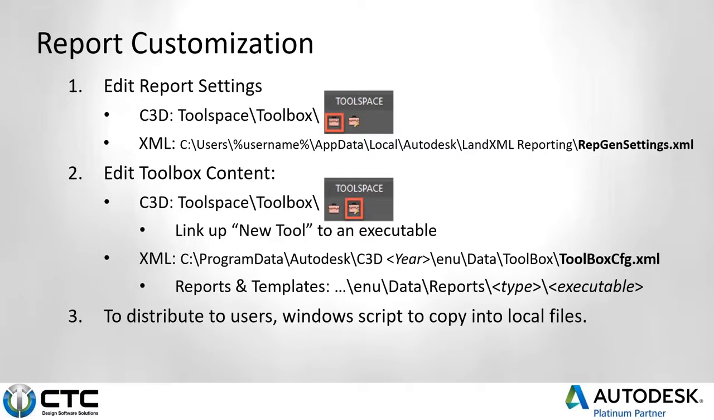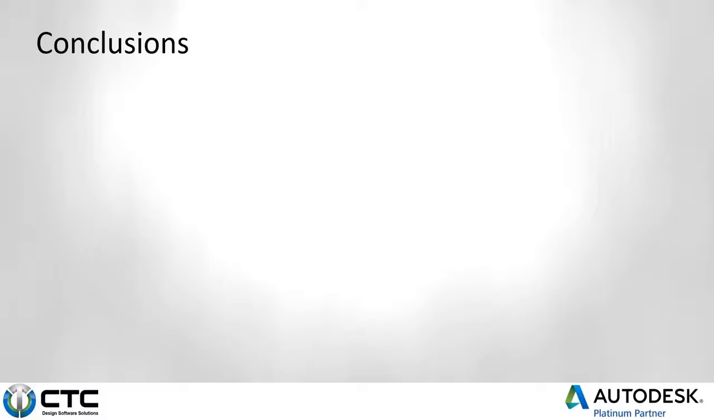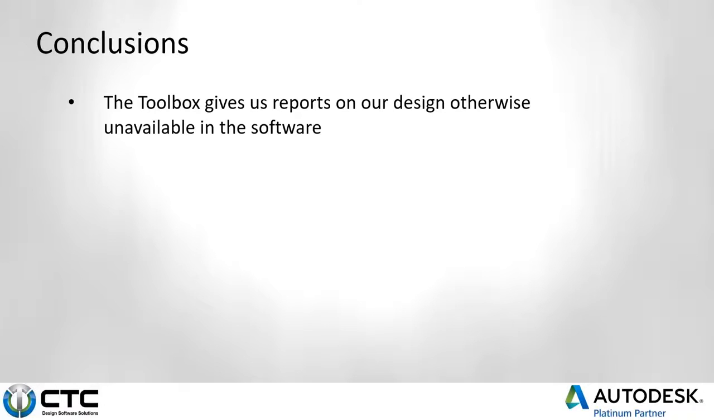So lastly, again, if we're going to distribute these to users, we've got to do a Windows script copy into our local files. If you want more information on this, there's a Civil 3D help article called How Do I Migrate Custom Files? It's got the Toolbox stuff in there with these files, with these file paths. So that's all I've got for the discussion today.